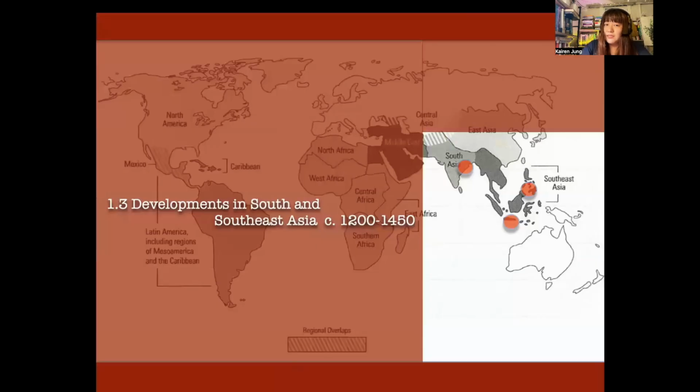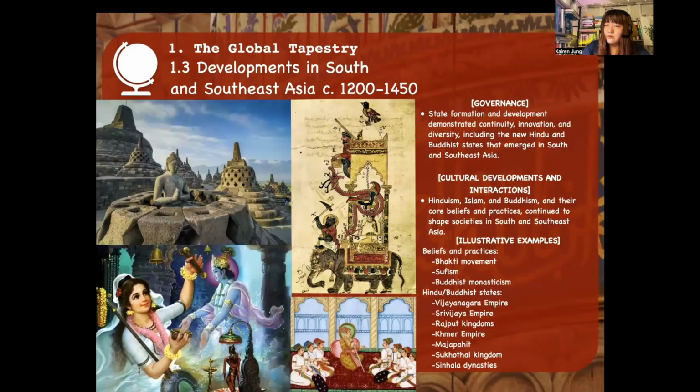Now let's look at developments in South and Southeast Asia. By South and Southeast Asia, we're referring to the Indo-Malay archipelago, India, Indochina in general, and Polynesia as well. So the College Board course exam description says that you should focus on governance, cultural interactions, and developments, and illustrative examples.